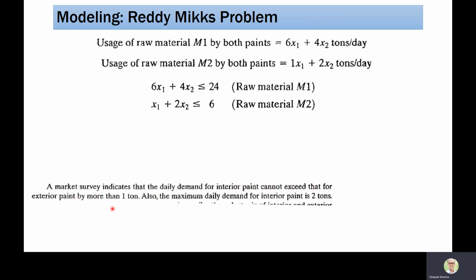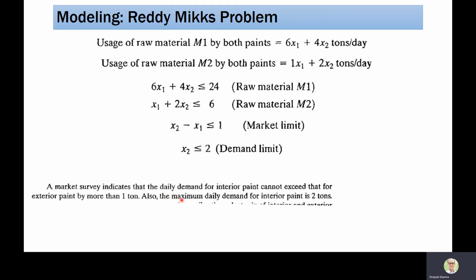Now, we remember that the market survey says the daily demand for interior paint cannot exceed that for the exterior paint by more than 1 ton. If I write this particular equation, we remember that x2 is the ton, so x2 minus x1. This difference should not be more than 1. More than 1 means it can be maximum 1 or less than 1. So that's why x2 minus x1 should be smaller than or equal to 1. This smaller than or equal to sign comes from 'cannot exceed more than 1 ton'.